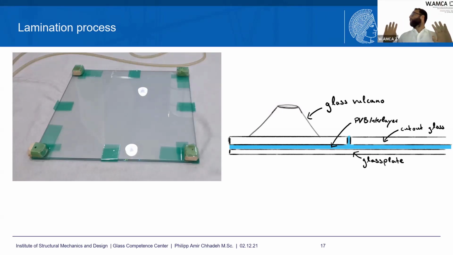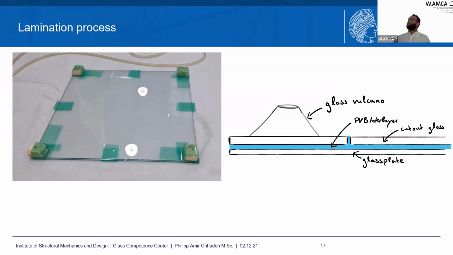So cones, not volcanoes, maybe volcanoes. I think it sounds better. And then our lamination machine uses a simple process step. You just put a sheet of latex on top of it. Then with a vacuum pump, you suck out all of the air in between the glass planes and the PVB layer, so you don't have bubbles.